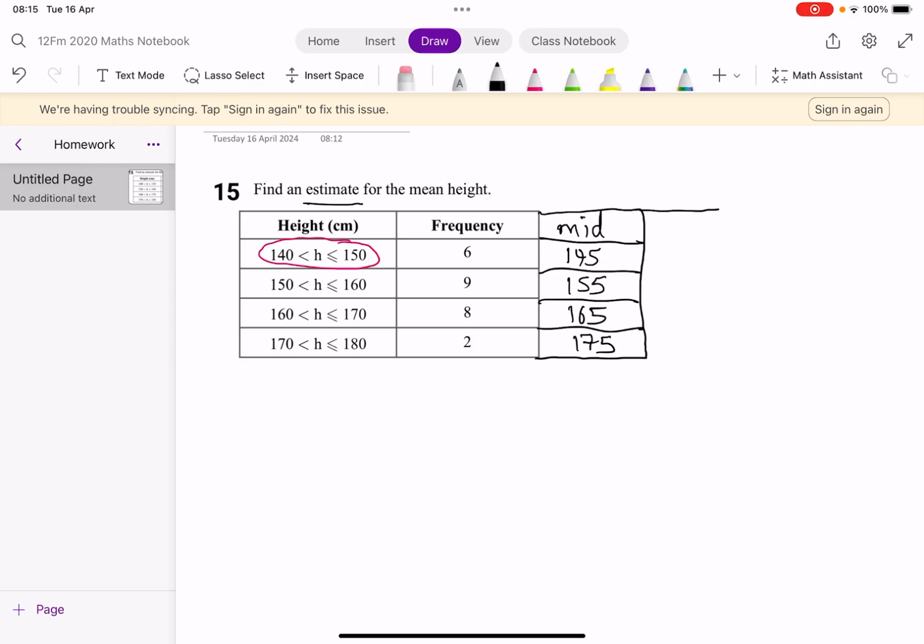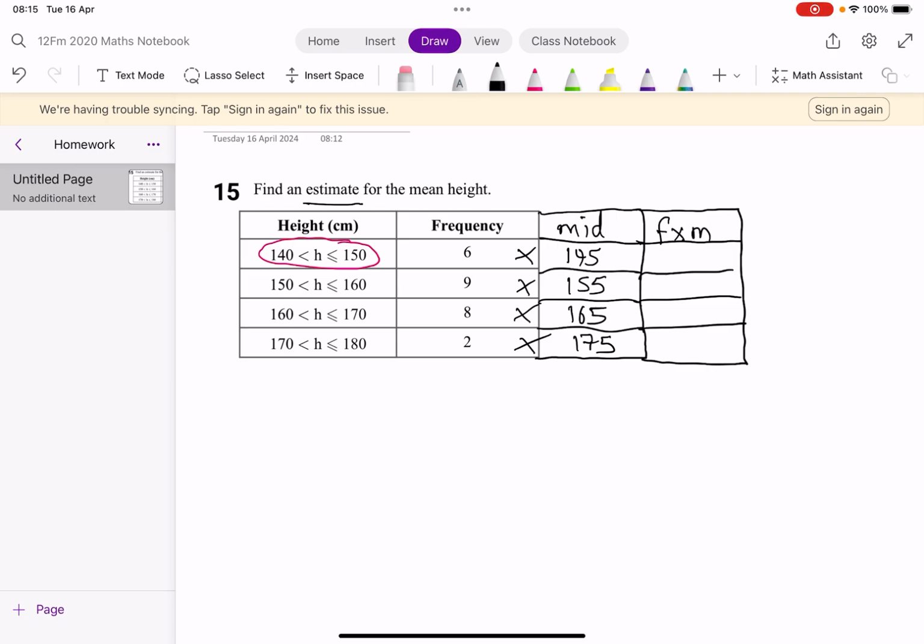And so what I then have to do is just, a bit like a frequency table question, say, well, I've got 6 lots of 145, 9 lots of 155, 8 lots of 165, and 2 lots of 175. So we usually say that this is the frequency times by the midpoint. Now I've got my calculator here.